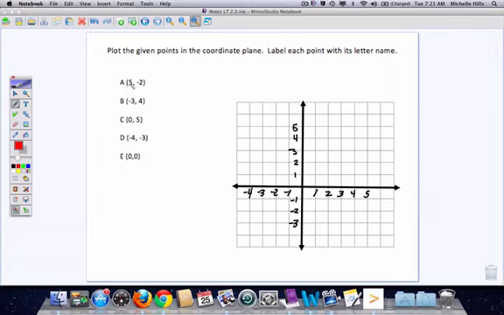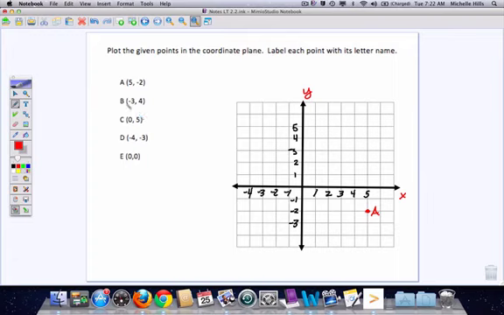A is the point where x is positive 5 and y is negative 2. So I start at the origin. I go over to where x, remember x goes across, x is positive 5, and now I'm either going to go up or down based on my y. Y is negative 2, so I go down to negative 2. And I'm going to label that point A because it says label each point with its letter name. And then y's rise, just as a reminder.